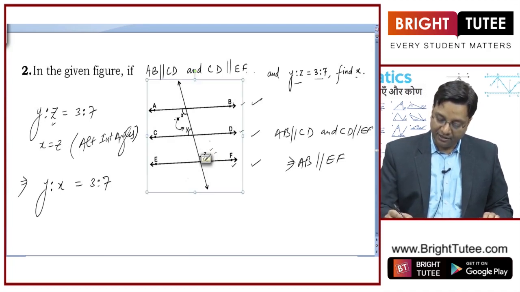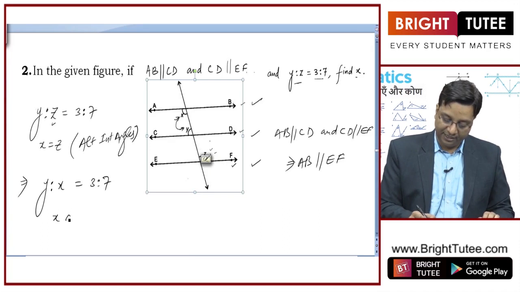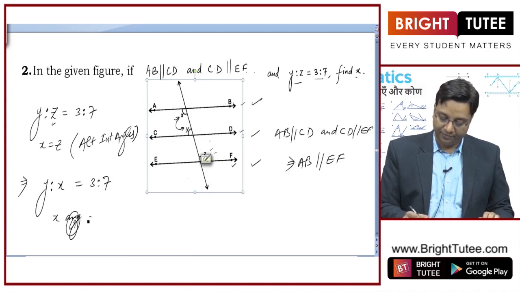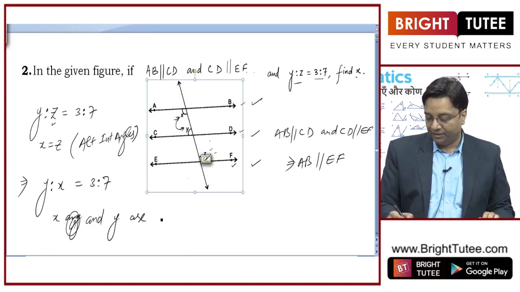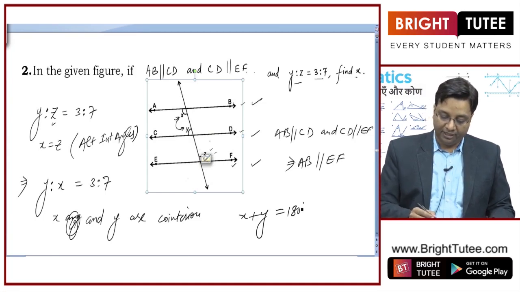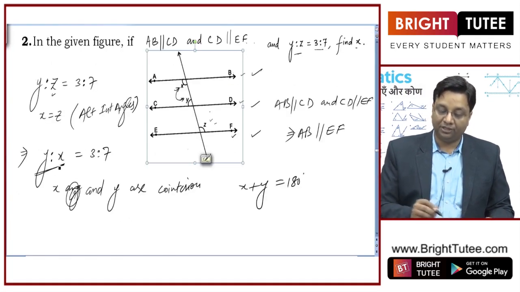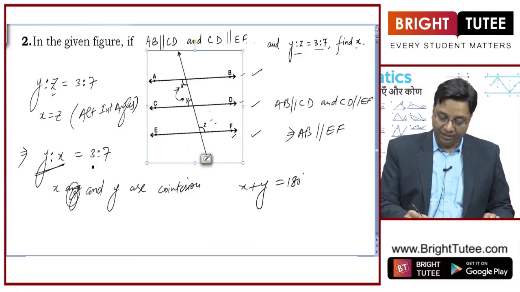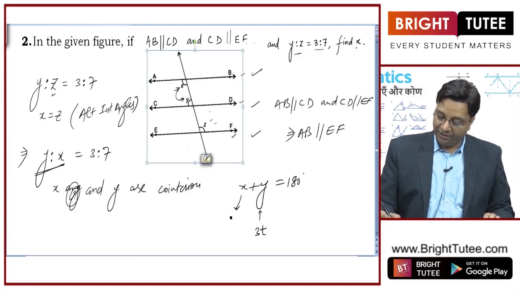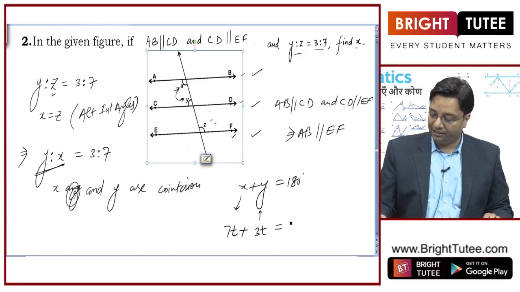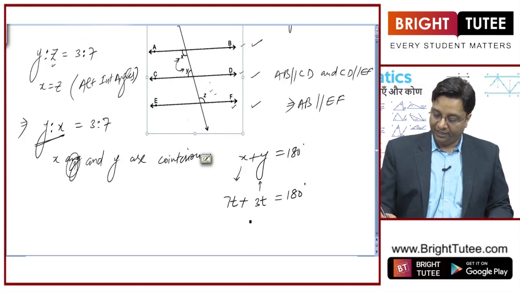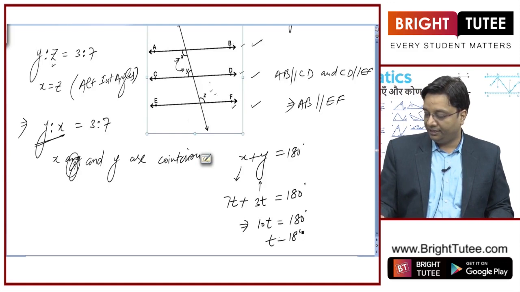Y and X are co-interior angles. X and Y are co-interior. So X plus Y is equal to 180 degrees. Now I have been given the ratio Y is to X equal to 3:7. So if I consider Y as 3t, then X will be 7t. So 7t plus 3t is equal to 180. Hence 10t is equal to 180. So t is 18 degrees.